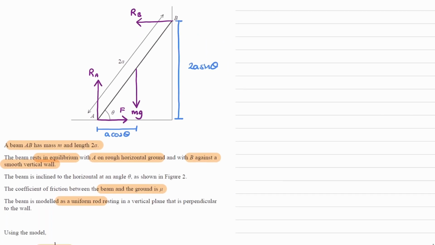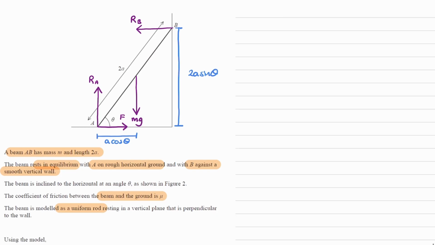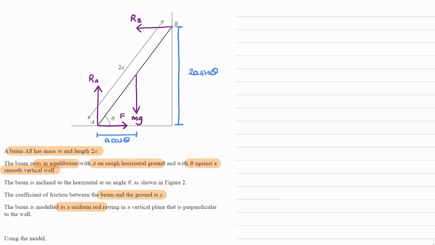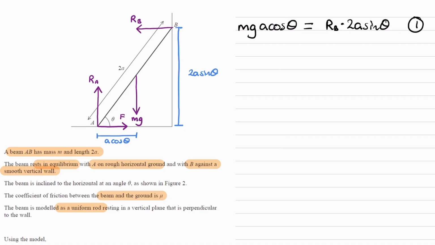Okay, so now we can do our moments equation. Clockwise moments equal anti-clockwise moments. So let's start with the clockwise moment of the force mg. That would be mg times the perpendicular distance, which is a cos theta. That will equal the anti-clockwise moment, which would be Rb multiplied by 2a sine theta. So that's equation 1. And now we can consider the vertical and horizontal directions.